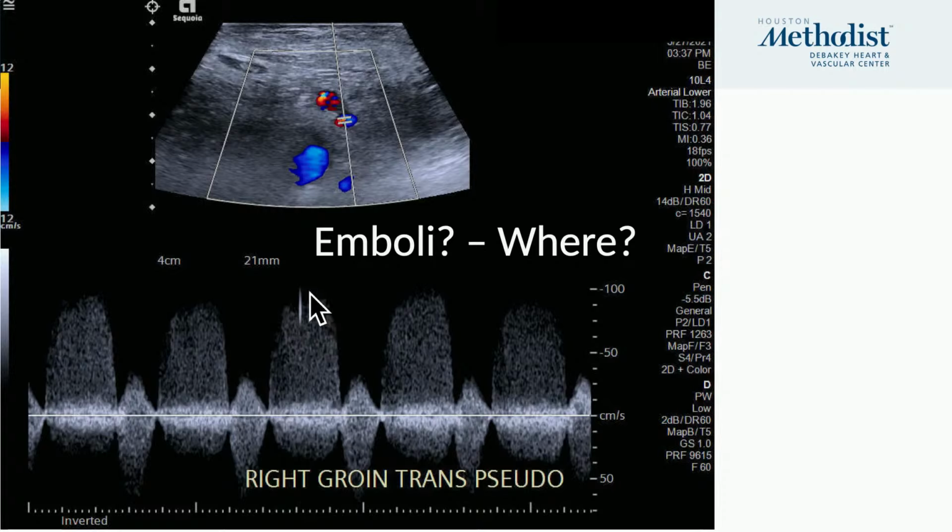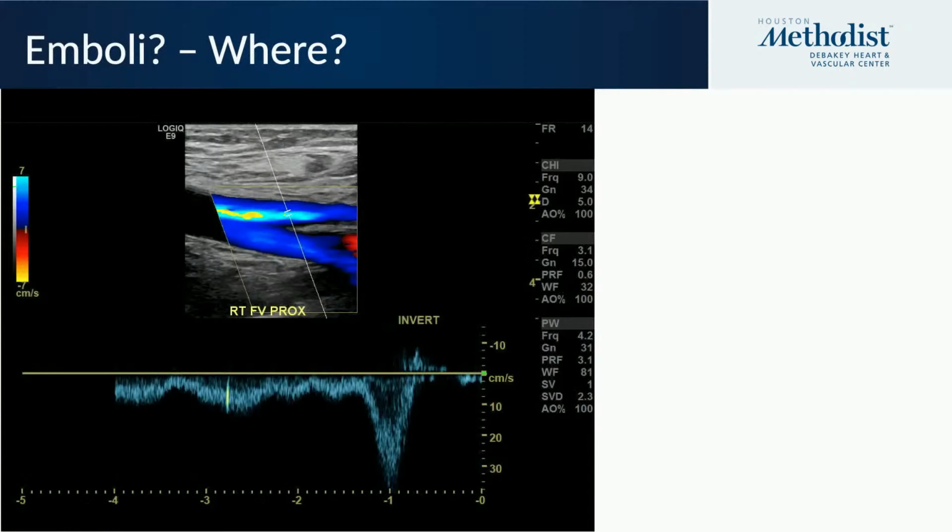But that's another confirmation that this is how tiny clots form in that PSA, and this is how they are coming out of the sac and get into the circulation.